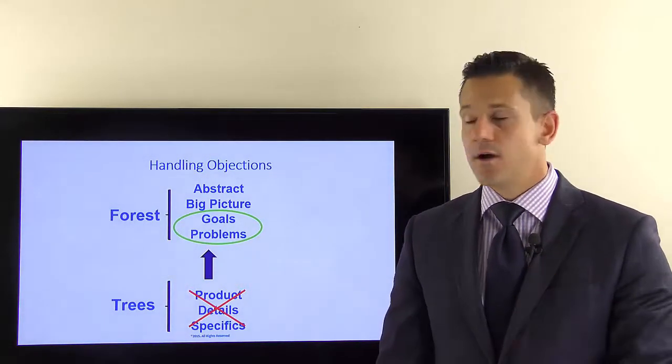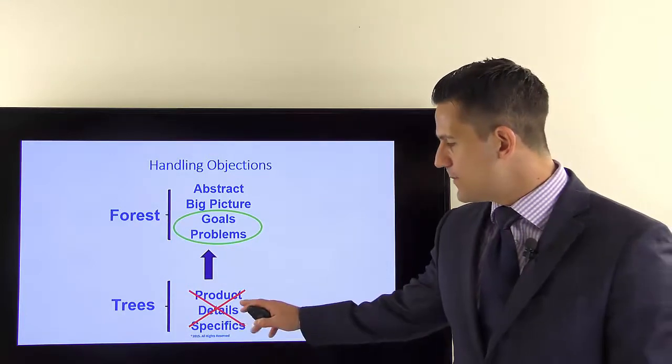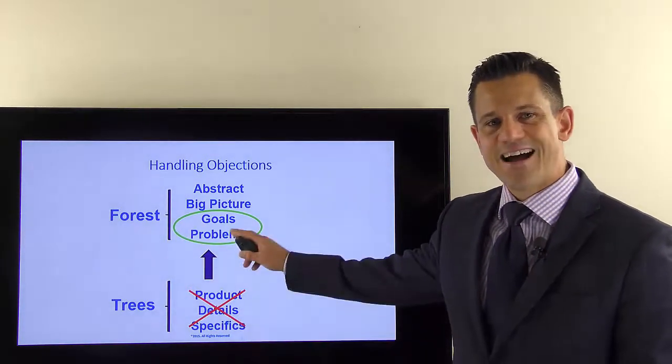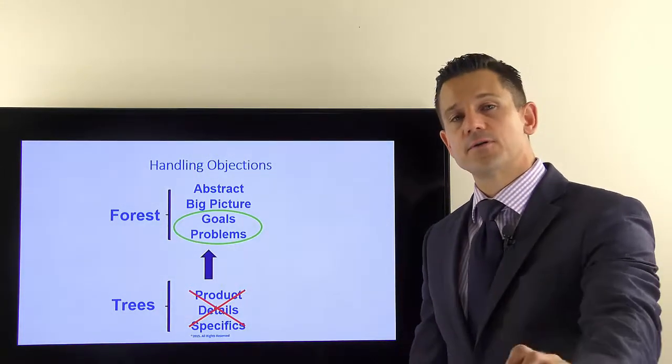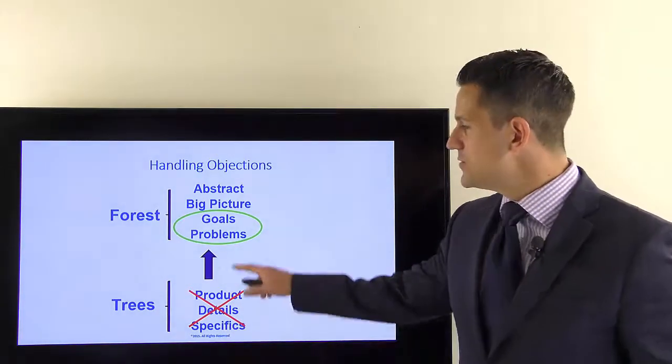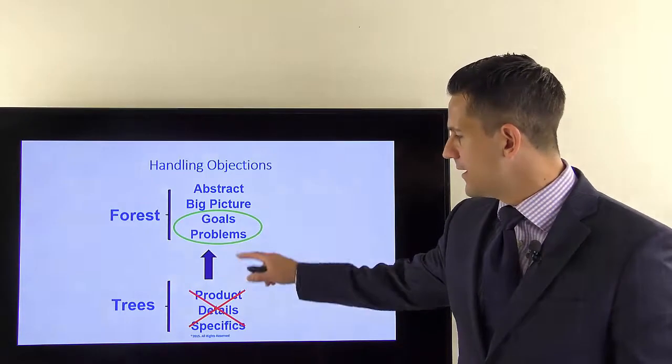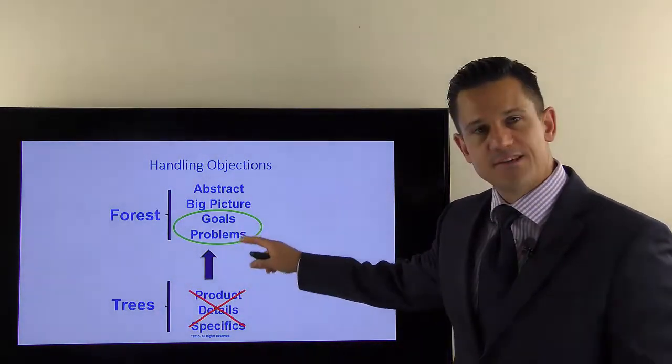And so here, just to review it, remember, down at the bottom are the product and details. At the top are your goals and problems of your client or of the person you're communicating with. I used the same strategy when I was negotiating with a government, with a city government.